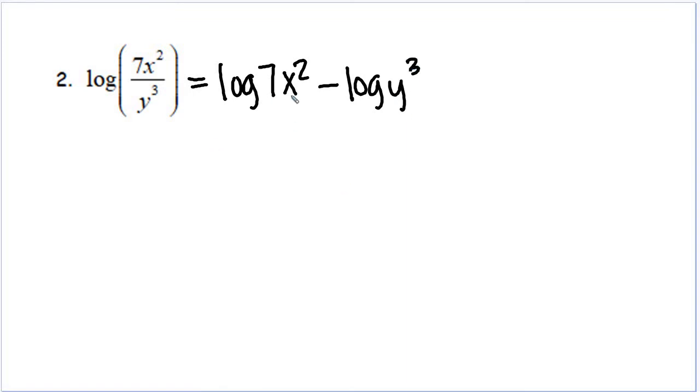Okay, so I'm going to go through my process. Do I have any quotients left? No. Do I have products left? Yes. 7 times x squared is a product, so I need to go back and write that as a sum.